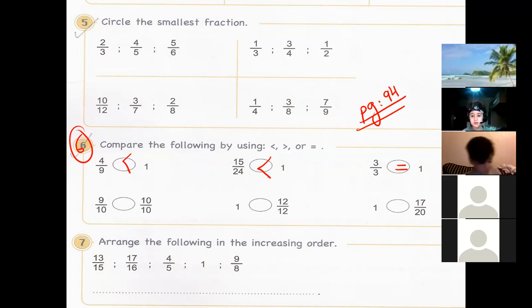Nabil. Yes, I have a question. Yes, Nabil, ask me. Why in 4 over 9 and 1, why did you choose that 1 is 9 over 9? Not any other number. You can choose 1 as 3 over 3, 7 over 7, 6 over 6.